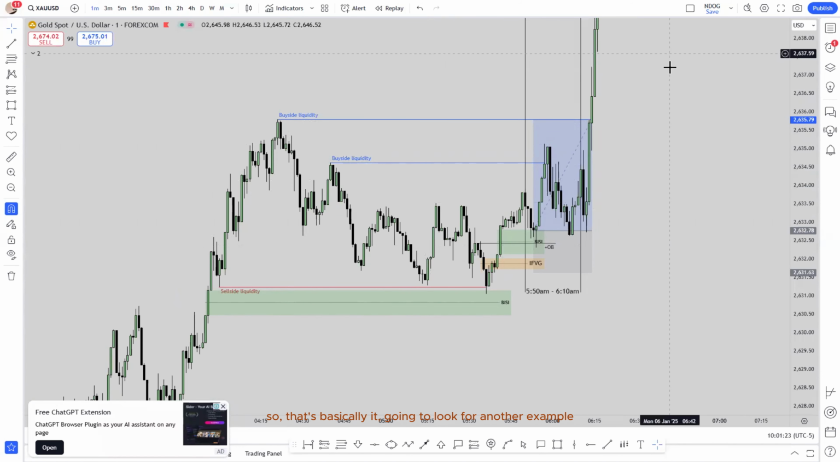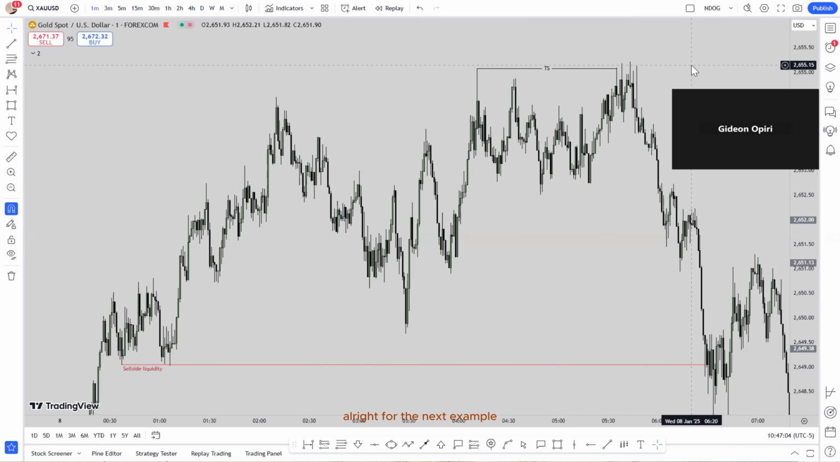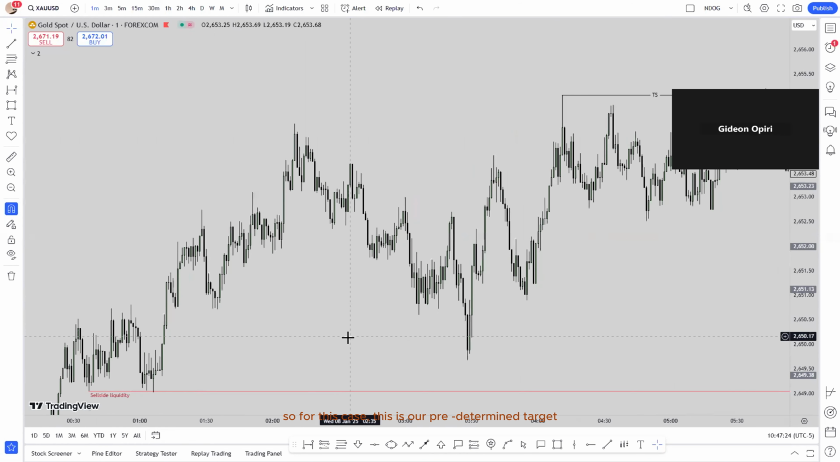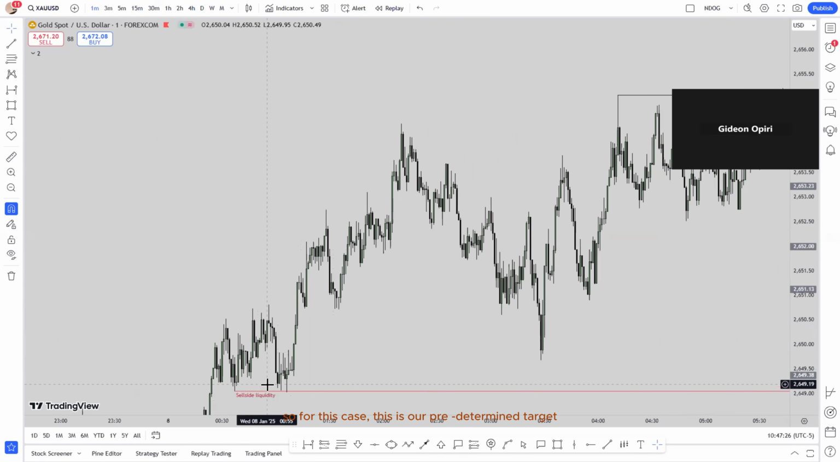Going to look for another example. All right, for the next example, we'll be using a market maker sell model scenario to see how we can use the macro to engage in a trade towards our terminal, our target, or our predetermined target. That's the whole idea. We need to have that in play already. So for this case, this is our predetermined target. This consolidation right here, low resistance liquidity run, our draw on liquidity.